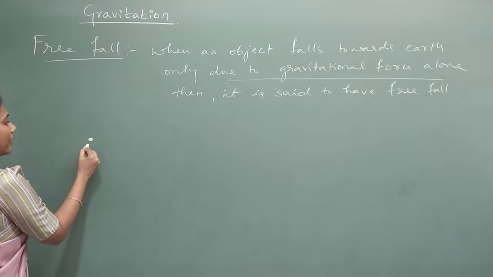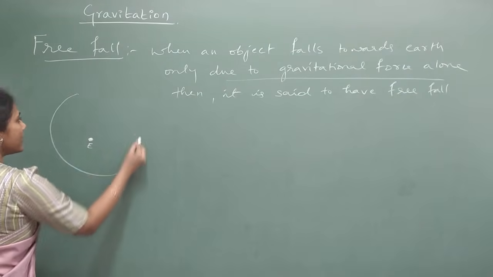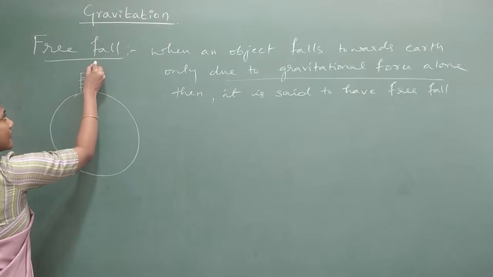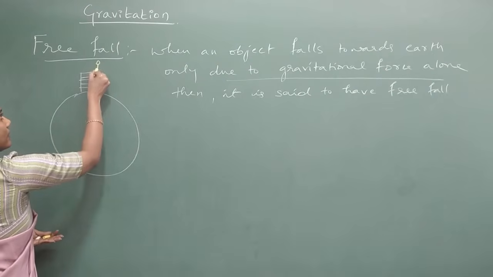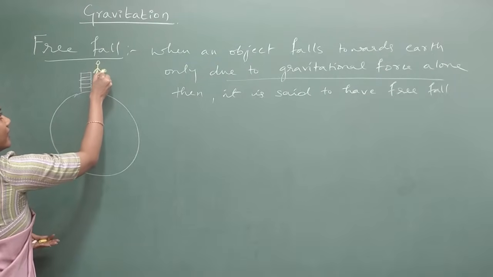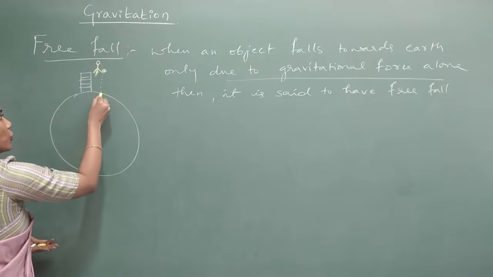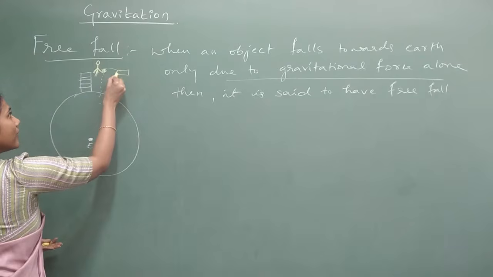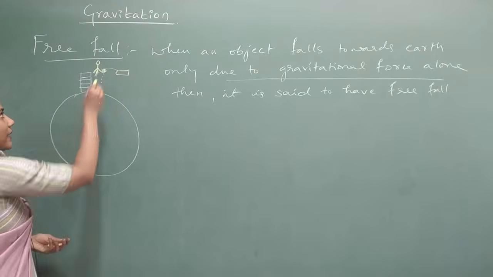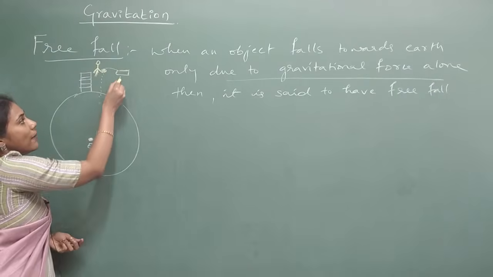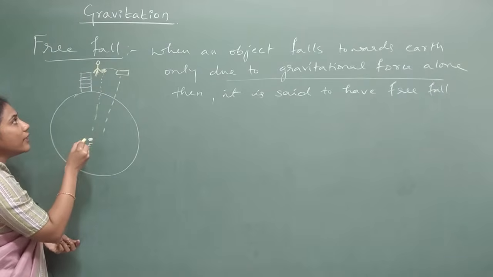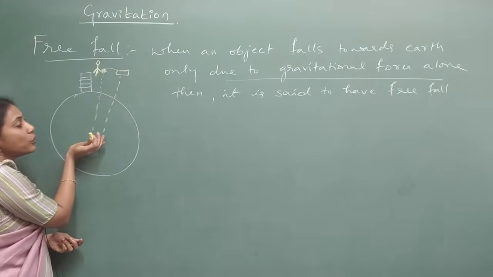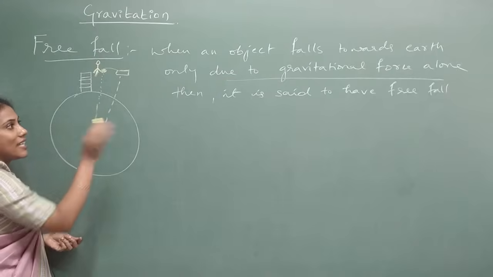Suppose this is the center of earth, so this entire thing is earth. On earth you have this big building, and on this big building there is a person holding a stone, and he is throwing that stone. He is also holding a piece of paper. Both of them are falling onto the ground. This falling of objects freely only due to earth's gravity is called free fall.